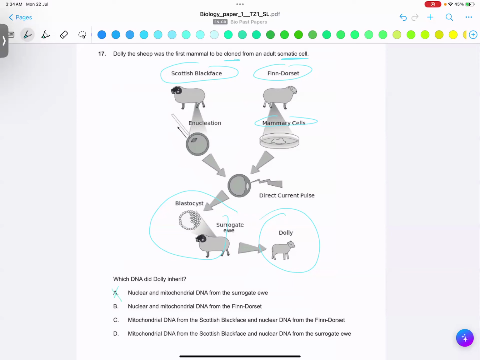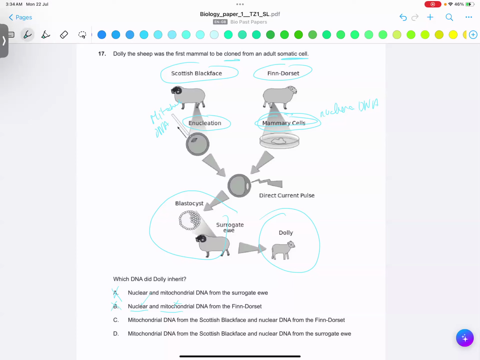This is false. Nuclear and mitochondrial DNA from Finn Dorset: it can't get both nuclear and mitochondrial, because again, Finn Dorset gave its mammary cells, so that means it's going to give nuclear DNA. And Scottish blackface gave its enucleated egg, which means it's going to give its mitochondrial DNA. So Finn Dorset does give its nuclear DNA, but it does not give the mitochondrial DNA, so this is false.